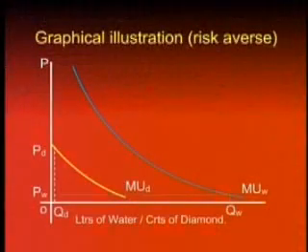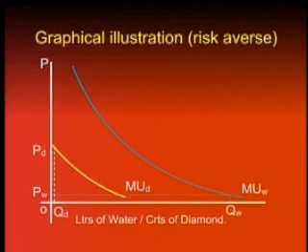Now, this can also be illustrated graphically, and let's go to a slide to see that. As you can see in this graph, we've plotted hypothetical marginal utility curves for diamonds and for water. On the horizontal axis, we have liters per year, that is liters of water consumed per year, or the equivalent of that in diamonds would be carats of diamonds consumed or purchased during the year. On the vertical axis, of course, we have price.